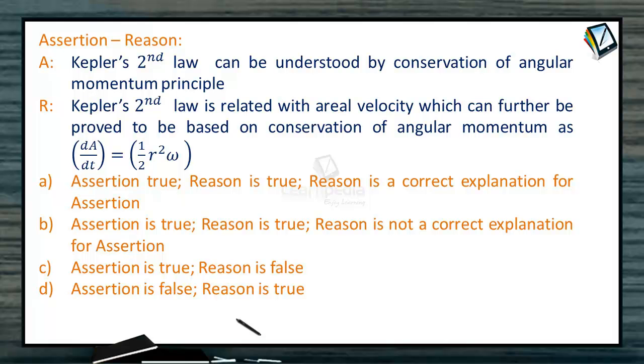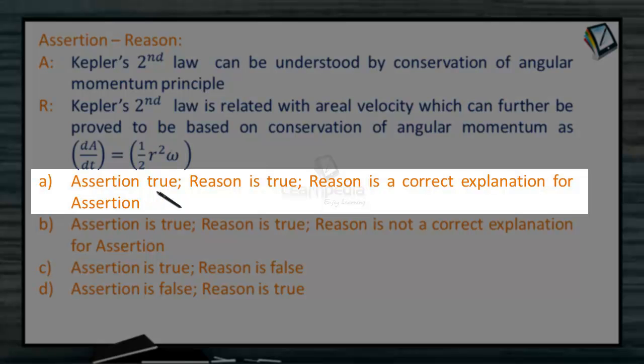Assertion and reason. Assertion: Kepler's second law can be understood by conservation of angular momentum principle. Reason: Kepler's second law is related with areal velocity, which can further be proved to be based on conservation of angular momentum, as dA by dt is equal to half of r square omega.